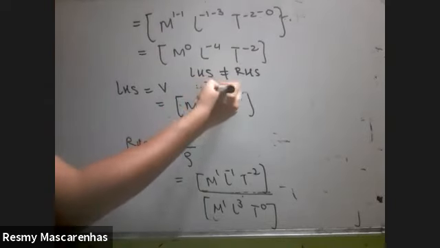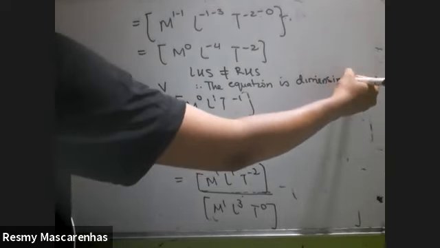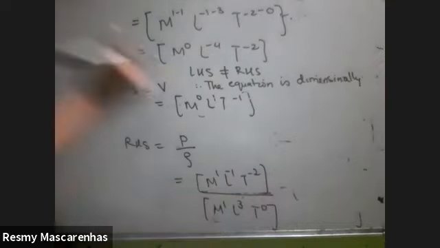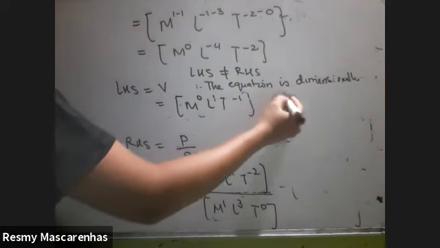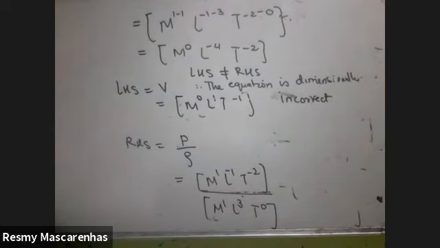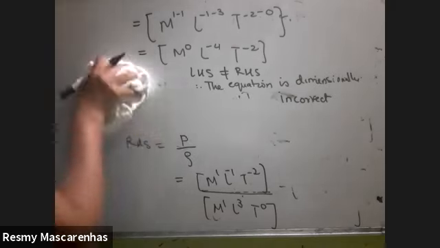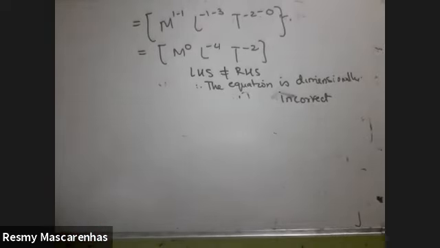Therefore, this equation is dimensionally not correct or incorrect, you can say. Incorrect. Or if you want, you can say not correct. However, if your college uses it, then you can write that. Next one.